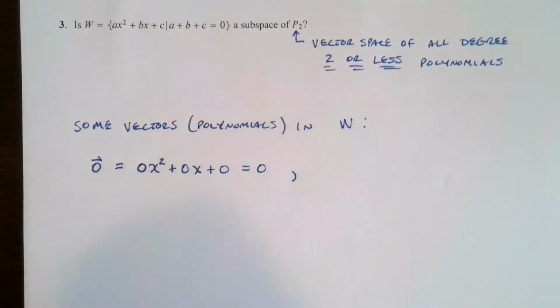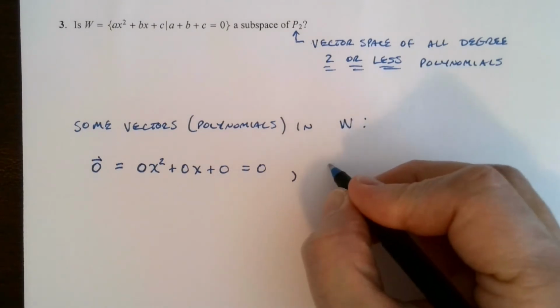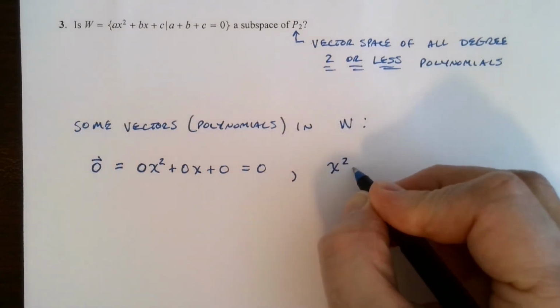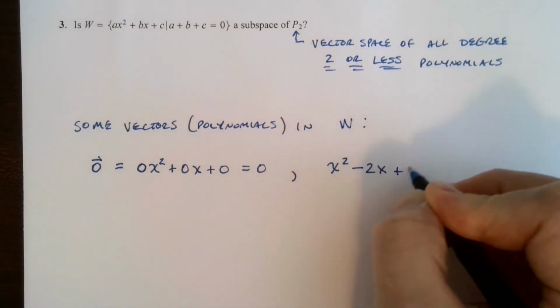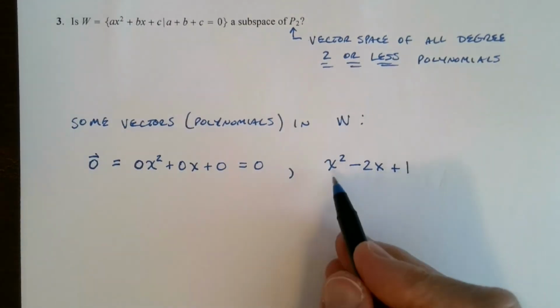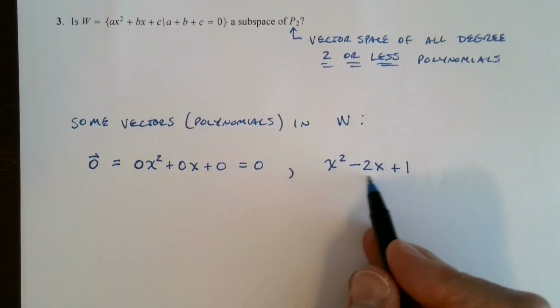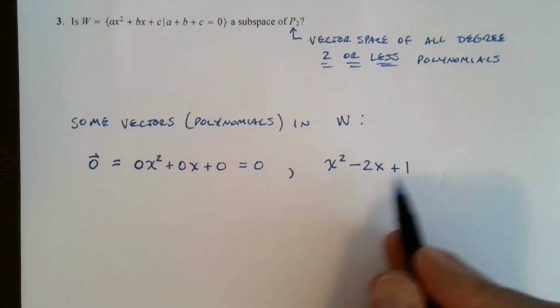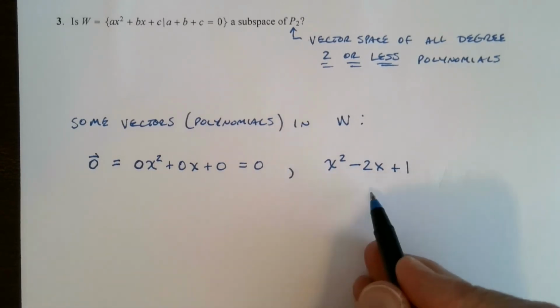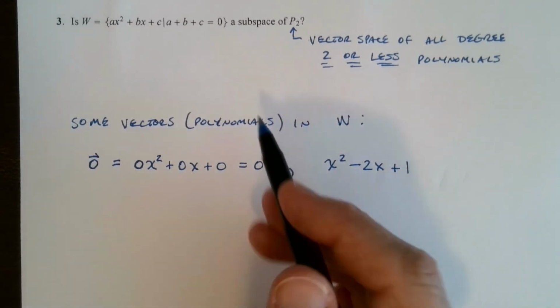What are some other vectors in there? Well, here's one. X squared minus 2x plus 1. Because look at the coefficients. What are they? 1, negative 2, and positive 1. What's 1 plus a negative 2 plus 1? That's equal to 0.